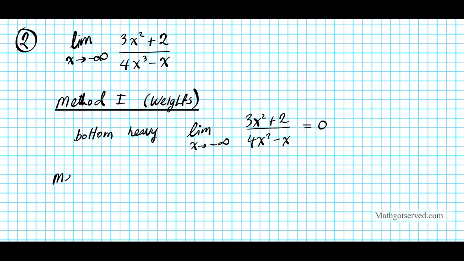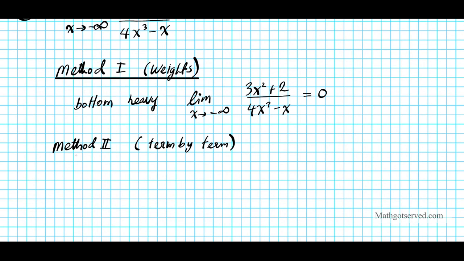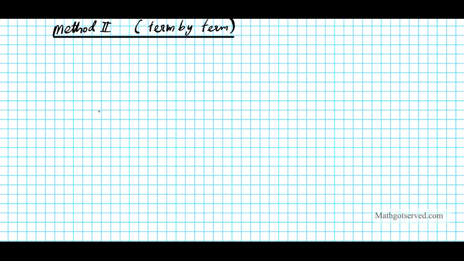Now let's go ahead and use method 2, where we'll use term by term limits. Okay, divide and then we evaluate the limits of each term independently. Okay, so let's go ahead and rewrite the problem. So for question 2, we're looking for the limit as x approaches negative infinity of 3x squared plus 2 over 4x to the third minus x.